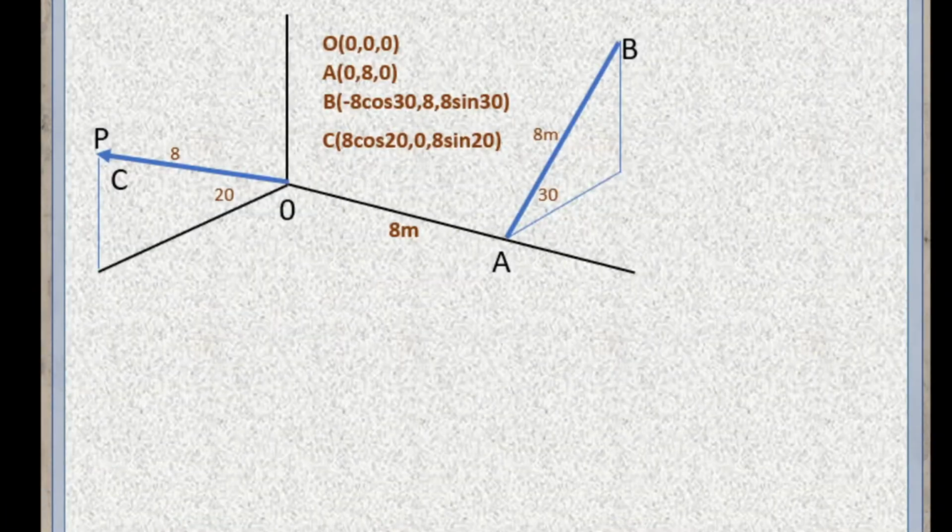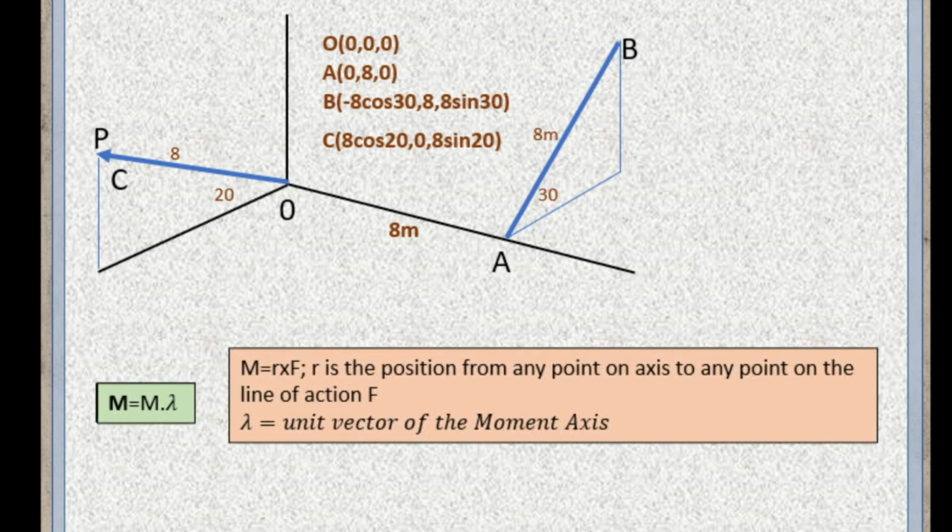And then for our next step, we use this formula since we have our moment about axis AB given and we need to find our magnitude P. This M is our moment about the axis. This M will be our r times F dotted with the unit vector of the moment axis, where r is the position vector from any point on the axis to any point on the line of action of F. What coordinates are we going to apply to solve this problem?